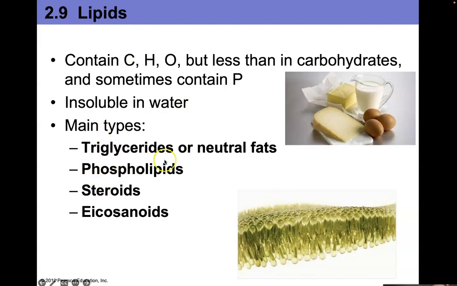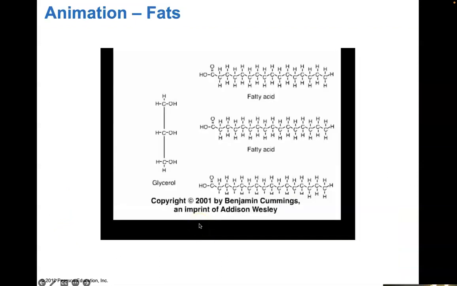So our main types are going to be triglycerides or neutral fats. Phospholipids, remember, they're in our actual cell membrane. Steroids are going to be a type of lipid. Important for you to remember that, especially as you get into 202, because it's important to remember that steroids are lipids and can move more easily through cell membranes. And then eicosanoids, which we'll talk about in just a minute here.